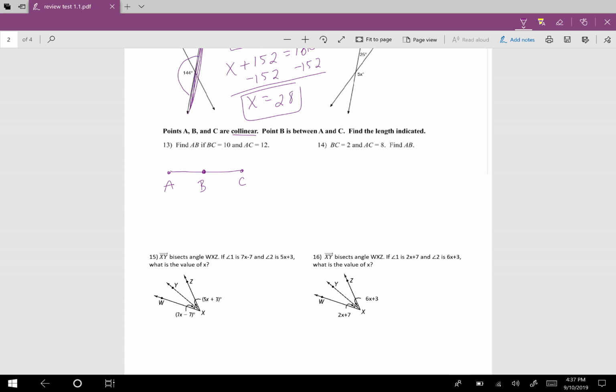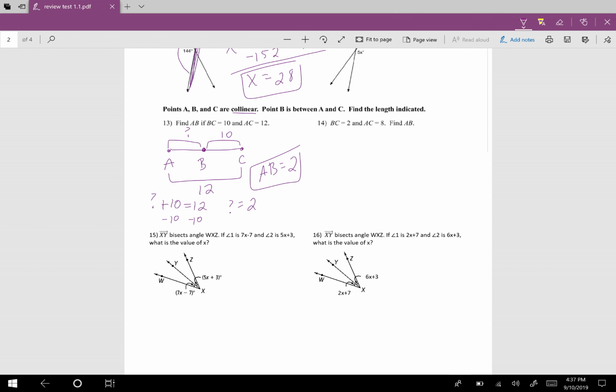Now they want us to find AB if BC is 10 and AC is 12. Well, remember, the part plus the part is equal to the whole thing. So the question mark plus 10 is equal to 12. Well, just take away 10. So our missing part is equal to 2. And it's AB. So AB equals 2. So there you go. So now number 14 is the exact same way.